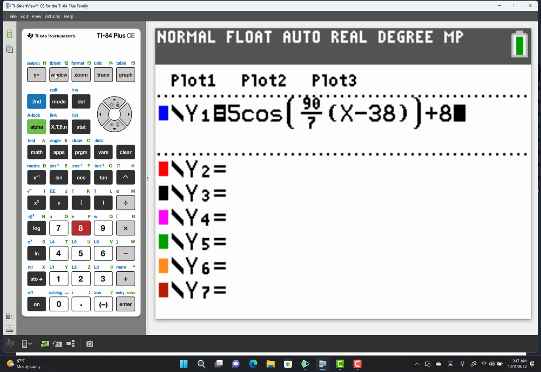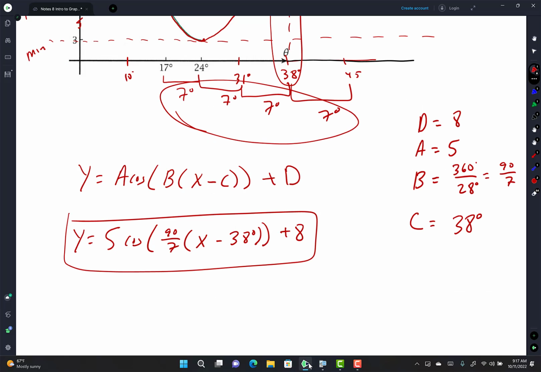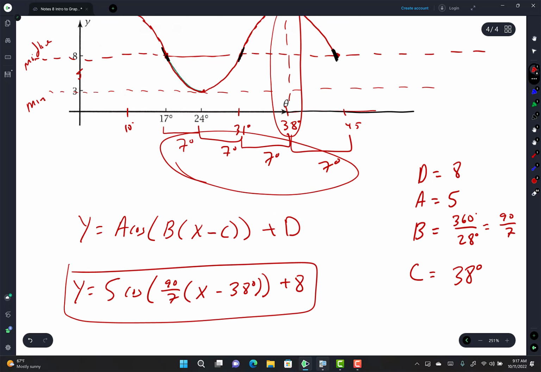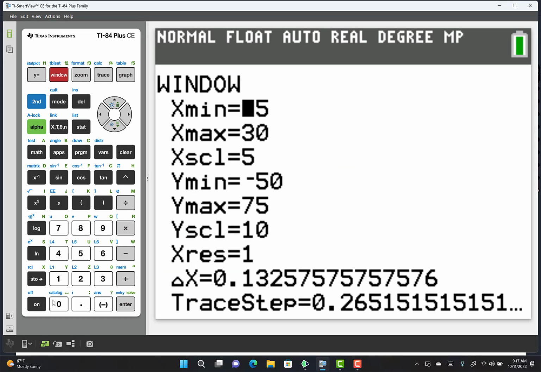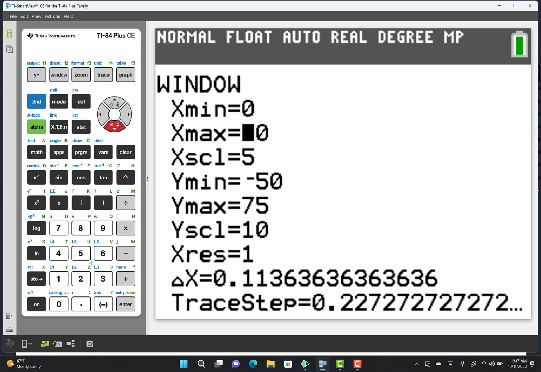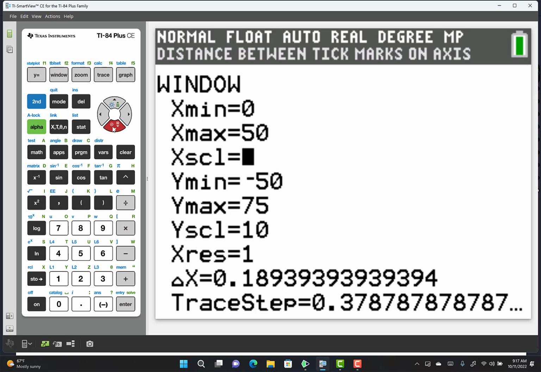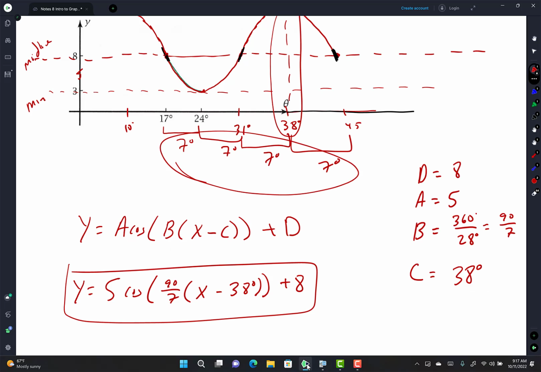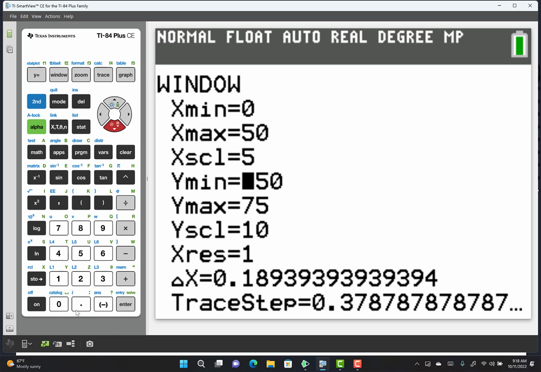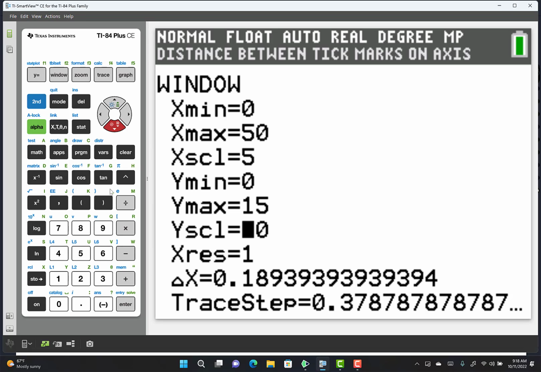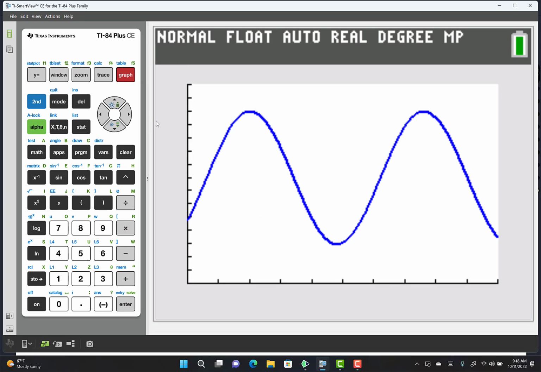All right, let's see. Window. And then I just make it fit to that, guys. X from 0 to 50, scale by 5, that's fine. Y min 0 to 15, scale by 1. And let's graph. And there it is.